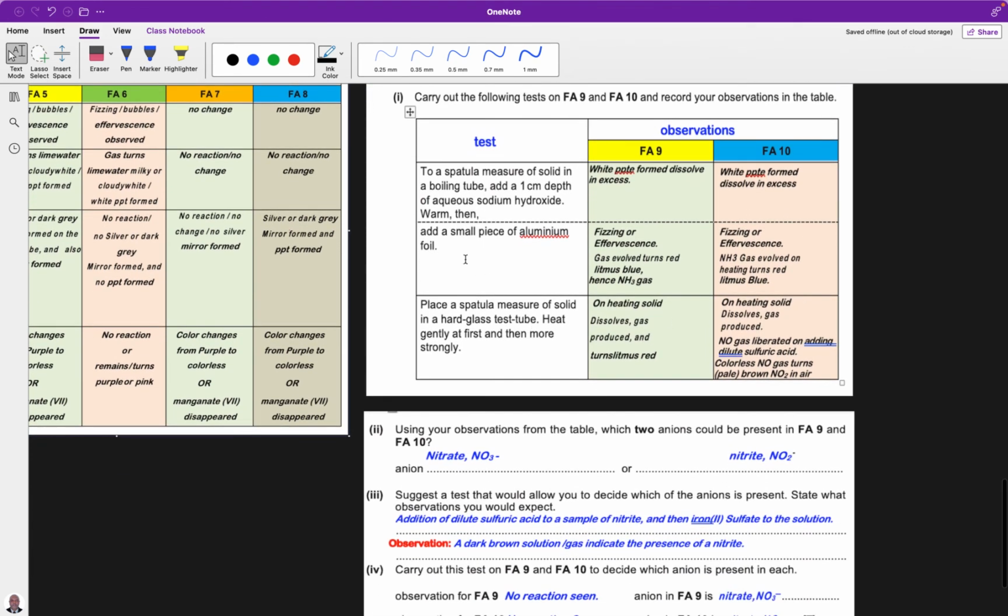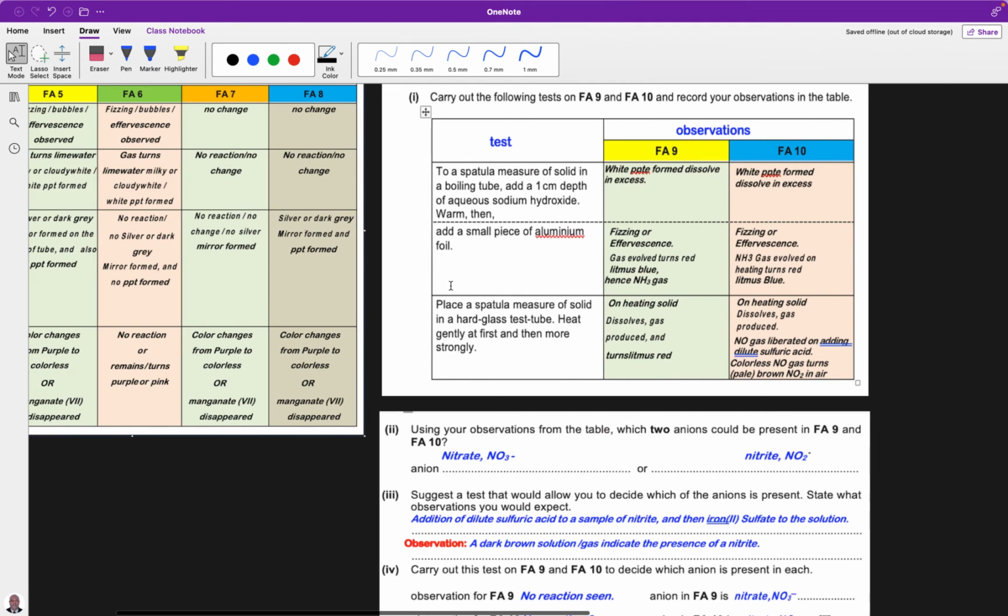Then add a small piece of aluminum foil. I did that for Fa9 and I observed there was fizzing, there were bubbles or effervescence. I observed all this in both Fa9 and Fa10. And in doing that, I went further to test the gas, as I told you.